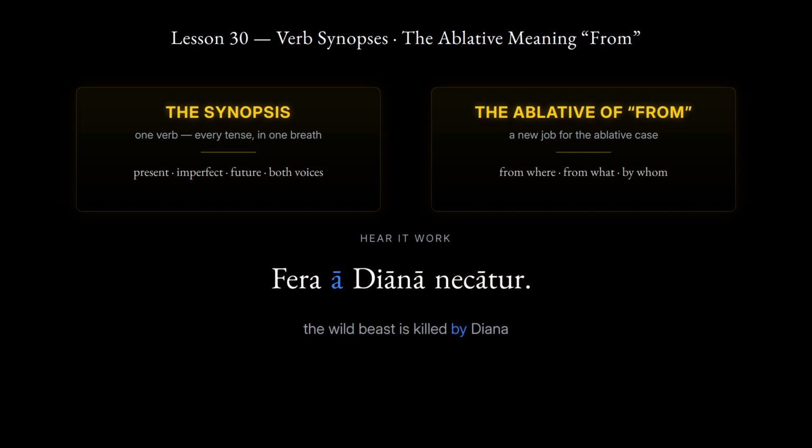By the end, you will run any verb through its whole life in seconds and read that little word from in 3 different ways. First, 12 new words. Begin with 4 verbs. The first. Absum. To be away, to be absent, to be distant. It leans on the ablative of separation, the from case you meet later today.